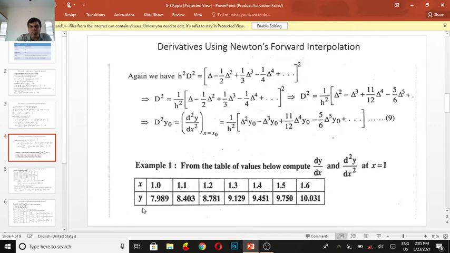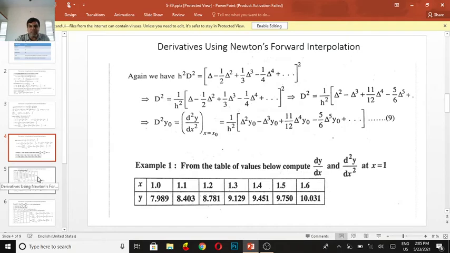The corresponding values of y: for x equal to 1, it is 7.989. For 1.1 it is 8.403. For 1.2 it is 8.781. For 1.3 it is 9.129. For 1.4 it is 9.451. For 1.5 it is 9.750. For 1.6 it is 10.031.